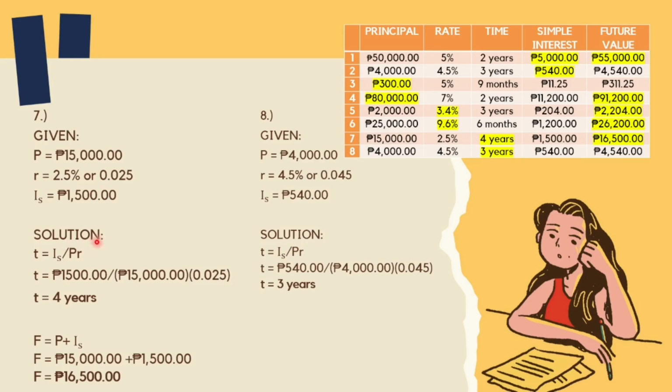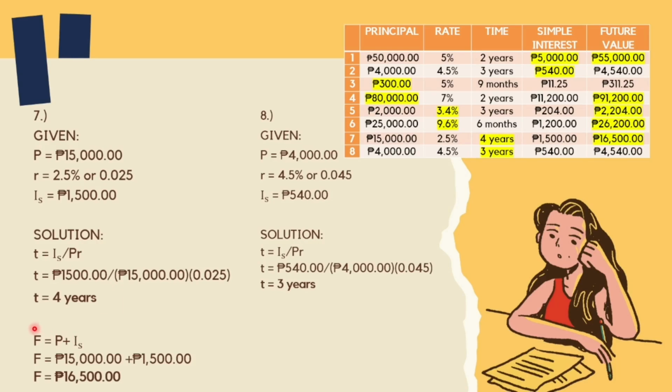Now for solving the time, it's actually quite simple. The formula for that, once again, is time is equal to simple interest divided by the product of principal and rate. So substitute it with the correct values from the given. Simple interest of 1,500 divided by the principal of 15,000 times the rate of 2.5%, or 0.025. Once you solve that, you get an answer of 4. Don't forget to put the proper unit here. This one is 4 years. So don't forget to put the years. Then that's how you solve for the time for the specific example.